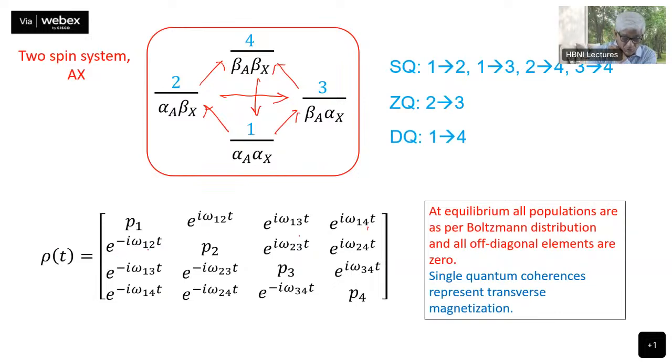And this is minus i omega 1,2. That is because we had seen earlier what it means. This is the complex conjugate of this, or omega 2,1. If you write it, it is the same as minus omega 1,2. And you have these ones. The lower half is the complex conjugate of the top. So these are the coherences. You have 4 single quantum coherences, 1 double quantum coherence, and 1 zero quantum coherence. At equilibrium, all populations are as per the Boltzmann distribution, and the off-diagonal elements are 0.